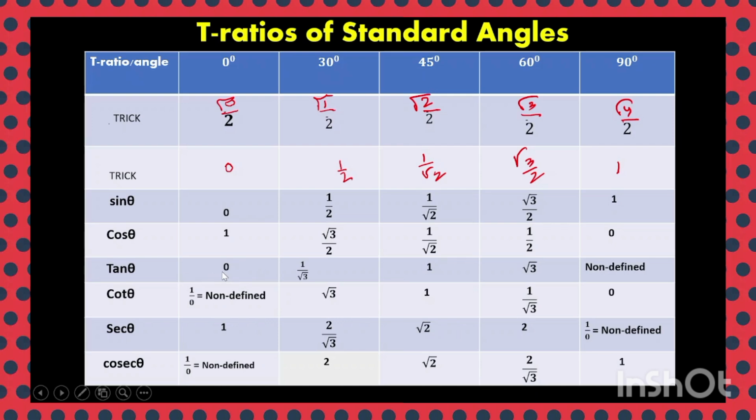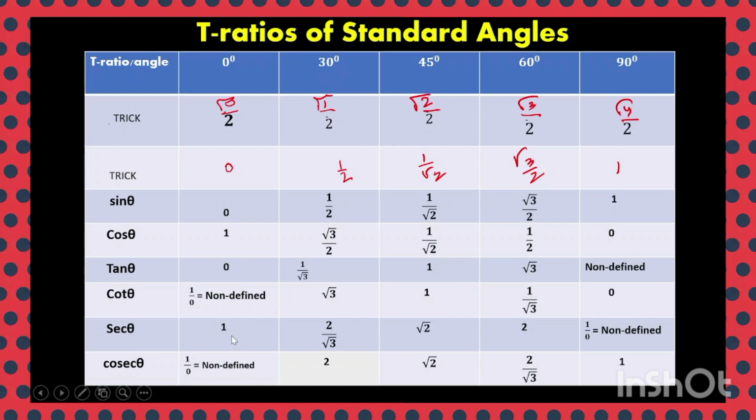If you know sin and cos, you can find tan theta. Tan theta is sin theta by cos theta. So, with the help of that, you can find tan 0 degree 0, tan 30 degree 1 by root 3, tan 45 1, tan 60 root 3 and tan 90 non-defined. Cot 0 degree is the reciprocal of tan, which is 1 by 0 non-defined. Cot 30 root 3, cot 45 1, cot 60 1 by root 3, cot 90 0.